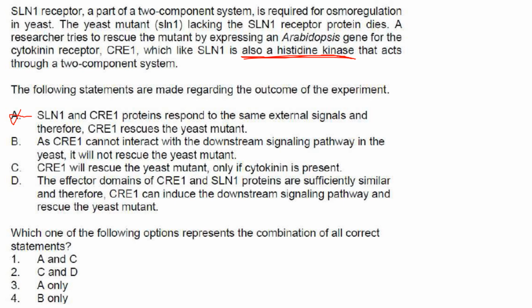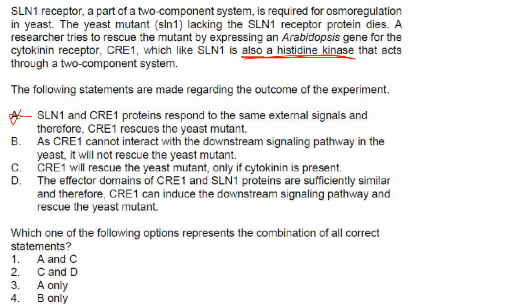they both are histidine kinase that act through two component system. So the external signals are not the same. That will not result in rescue of the yeast mutant. As CRE1 cannot interact with the downstream signaling pathway in the yeast, it will not rescue the yeast mutant. That is also incorrect.